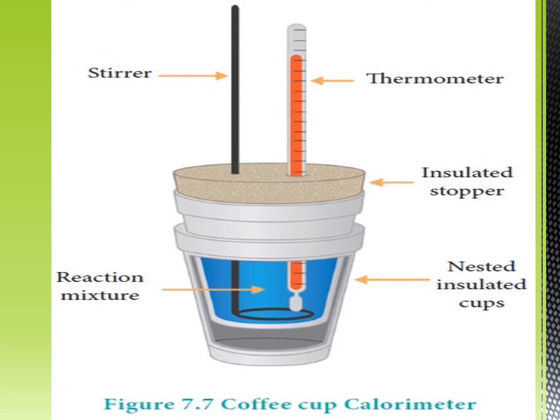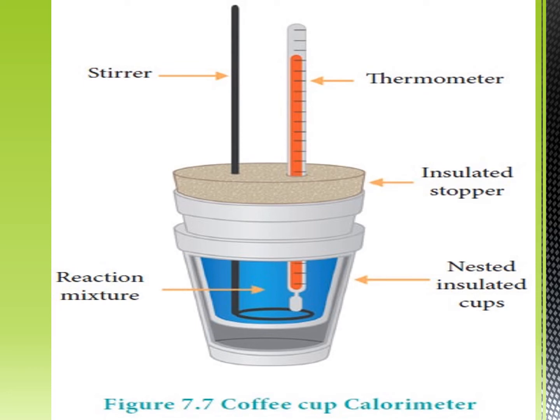Next, for measuring delta H, that is the enthalpy change, a coffee cup calorimeter is used. As you are seeing in the picture, this is the coffee cup calorimeter. Heat change at constant pressure can be measured using a coffee cup calorimeter.